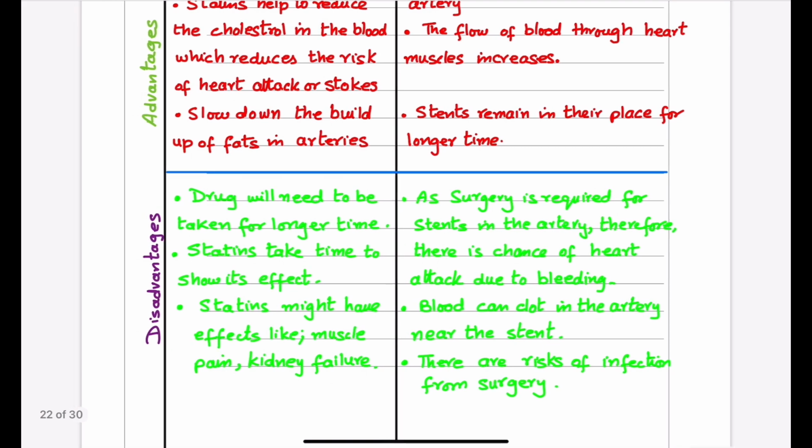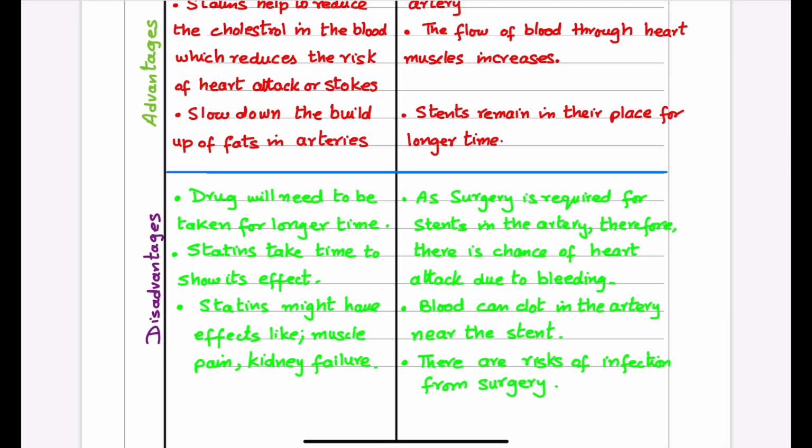Now we are going to compare the disadvantages of both of them. Statins are the drug, and drugs will need to be taken for a longer time on regular basis. Statins take the time to show its effect. Statins might have the effects like muscle pain or kidney failure. If the people forget to take the statins, the level of cholesterol will start increasing in the body.